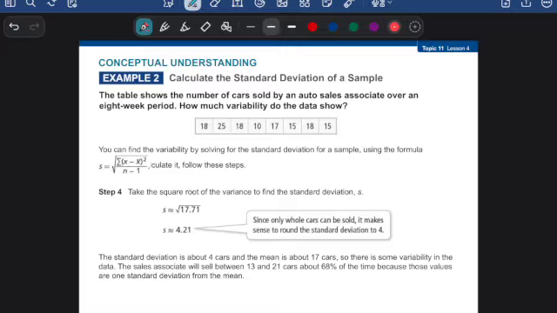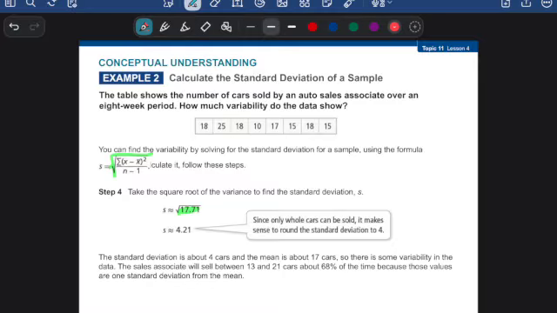Okay, the last step to finding standard deviation for example 2, we have the variance. We calculated it to be 17.71. Now we need to take the square root. That is the last step in finding standard deviation. So the square root of 17.71 is approximately 4.21.